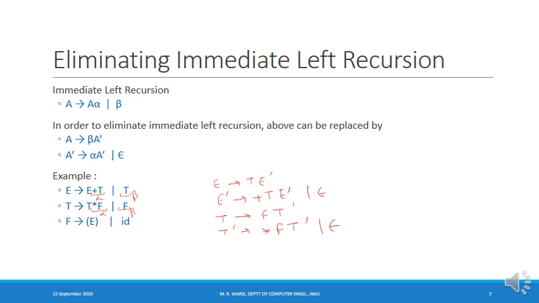And the remaining productions of the grammar remain as they are. Capital F derives within bracket capital E, and capital F derives identifier. So this grammar got transformed to this, and if you examine this grammar, I do not have immediate left recursion in any of the productions. So the immediate left recursion which was there in this grammar at this place and at this place has got eliminated, and now my grammar has got modified to this, and this grammar is without immediate left recursion.